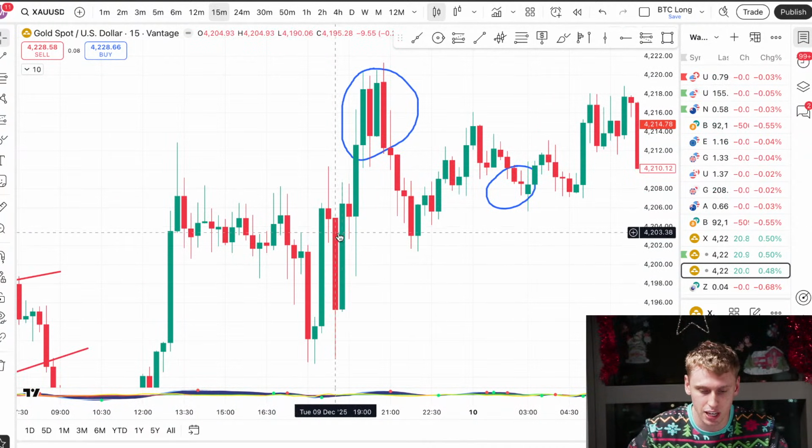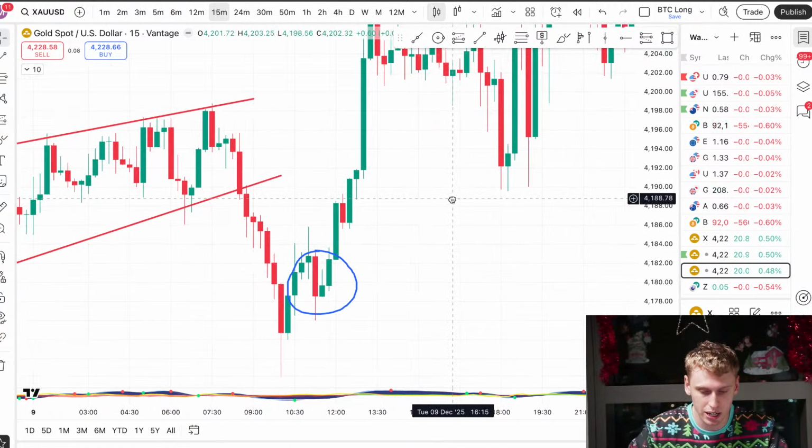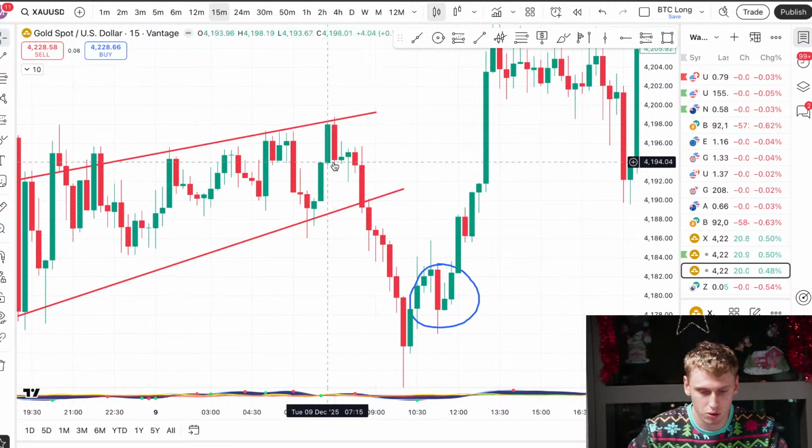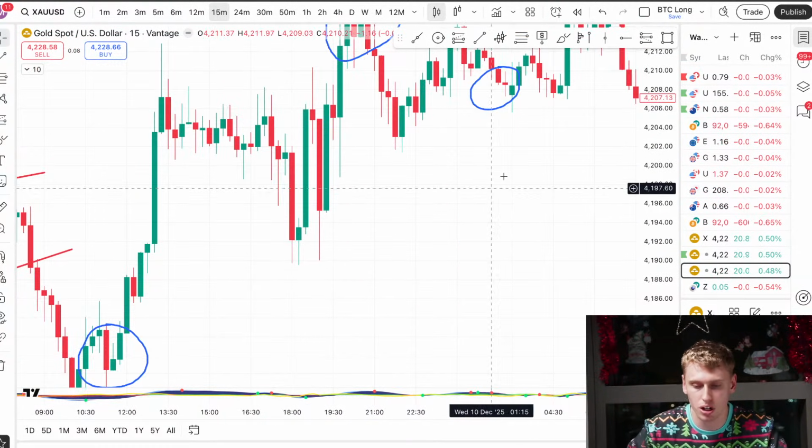Bullish engulfing here, and then we move all the way up. Bullish engulfing here, move all the way up. Not quite bearish engulfing there. Bearish engulfing, we continue to move down. There are loads and loads of examples of this.